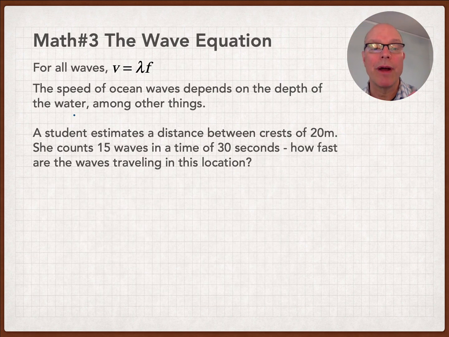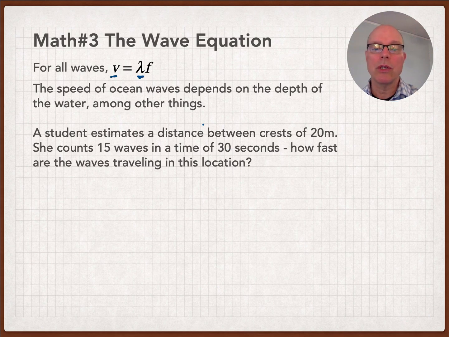And that brings us to our final example. This one's called the wave equation. The pieces of it you've already seen before. So V is the velocity of waves, Greek letter lambda stands for wavelength, and F stands for frequency. So here's a typical example. A student estimates a distance between crests of 20 meters. She counts 15 waves in a time of 30 seconds. How fast are the waves going?